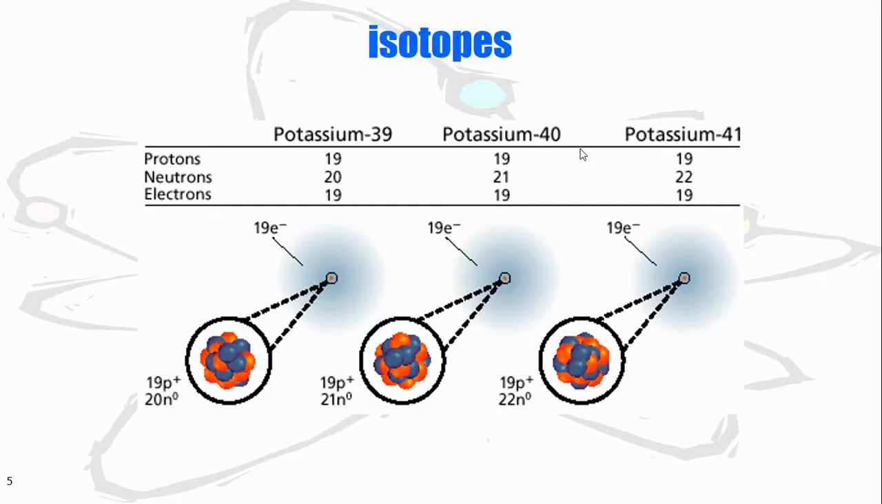Okay, let's look at the isotopes of potassium. The isotopes of potassium are potassium 39, potassium 40, and potassium 41.